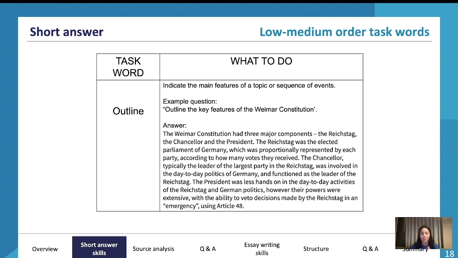But again, the lines are always going to tell you that anyway. So as important as it is to know the task words, the lines that they give you will always show you how much you should be writing. So this answer talks about the 3 major components, so the Reichstag, the Chancellor, and the President, and it goes into each and has some examples as well.